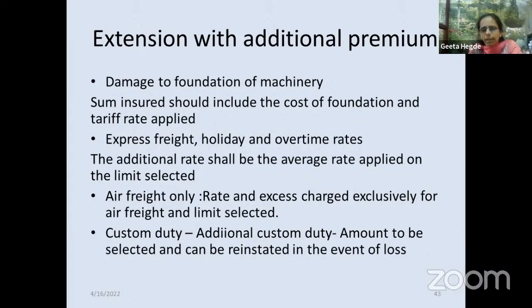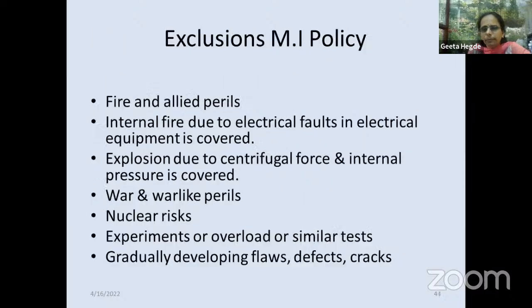Express freight, holiday and overtime rates: additional rates shall be the average rate applied on the limit selected. Air freight only or custom duty can be selected for additional premium.